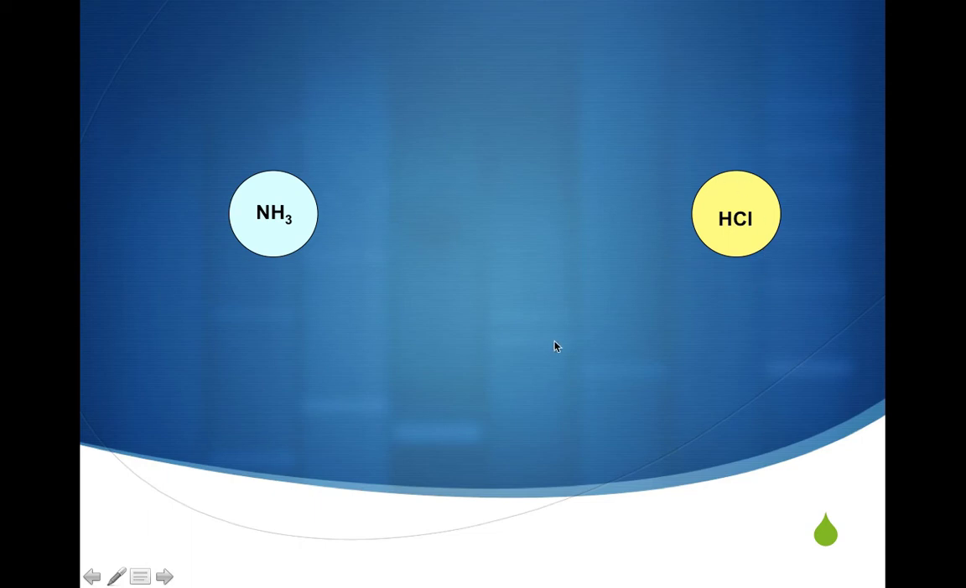Now, one of the things that's commonly asked is how can you tell if it's an acid or a base? Well, in general, if it's got OH minus in it, then it's a base. So if it's got a hydroxide ion, it's a base. If it's got hydrogen in it, it's normally an acid. However, I just told you this was a base.